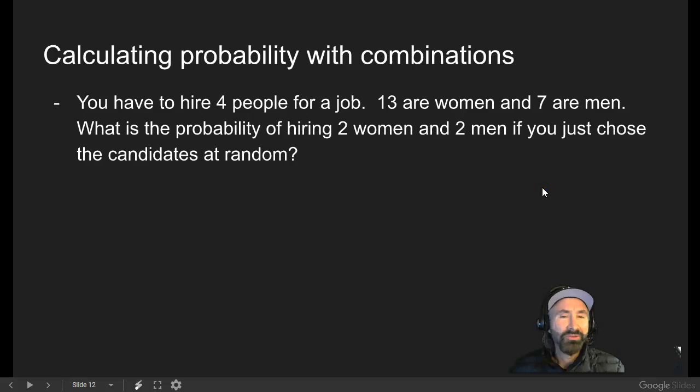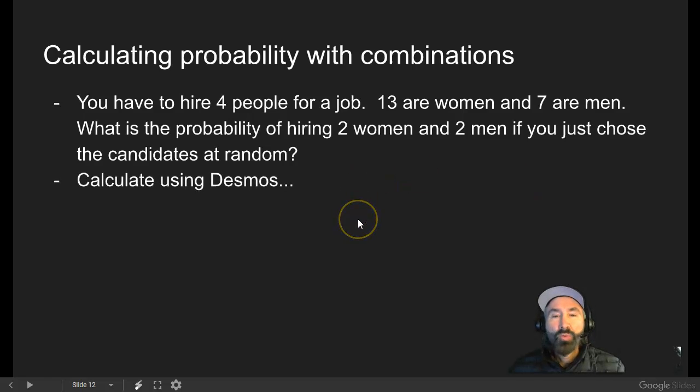Anyways, let's continue. I'm going to go ahead and show you how to set this up using a calculator like Desmos. And by the way, you could use Mathway as well. We're choosing 2 from the 13 women, and we're choosing 2 from the 7 men. And then the question is, how do we do the probability?